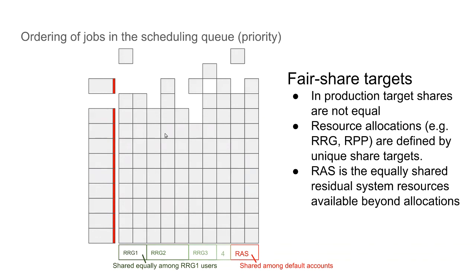So in actuality, rather than all accounts having equal shares of one core in this example, we have our resources for a research group that has a 2-core target, for example, another one that has a 3-core target, et cetera, and then the default usage is basically what's left over after all of the allocations are accounted for, and that's divided among the default accounts.